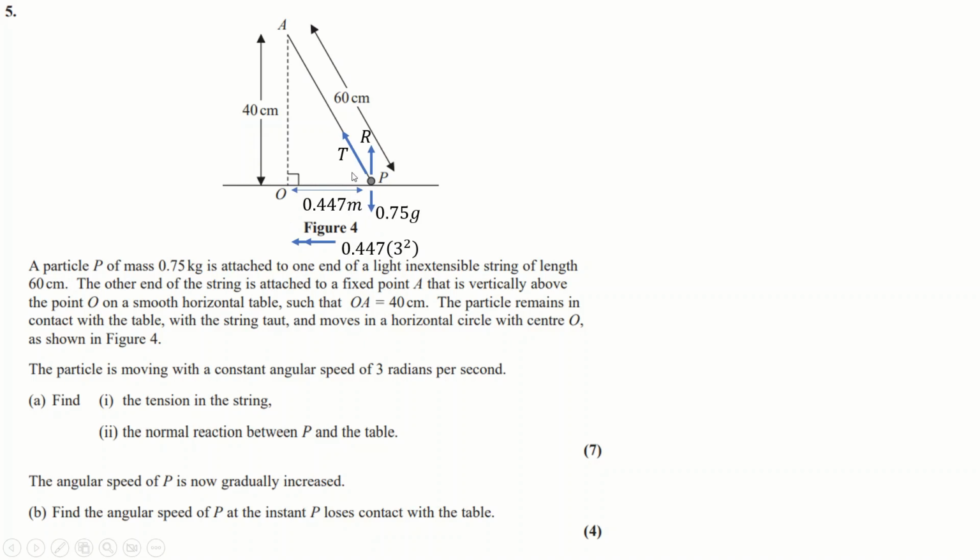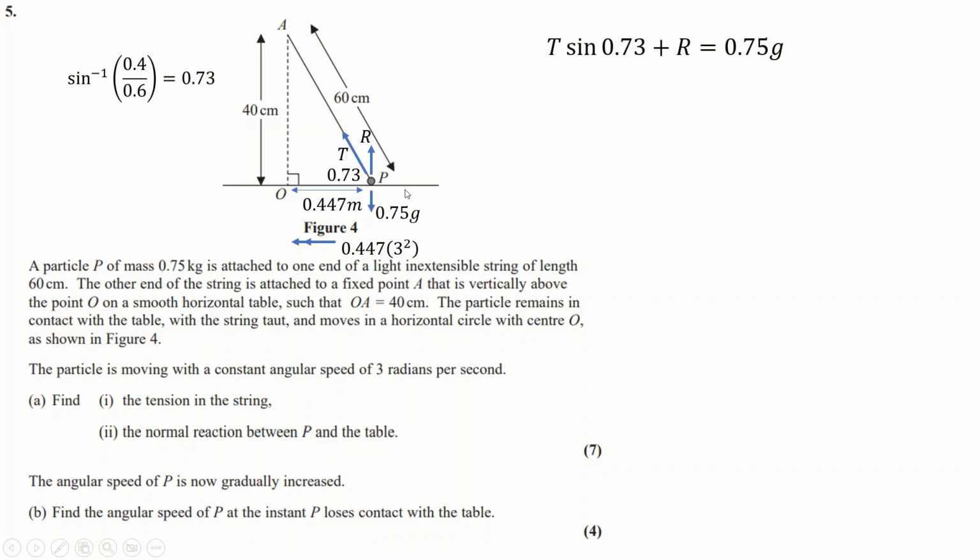Oh no, one more thing is this angle here, which is of course just sine of 40 over 60, or 0.4 over 0.6, which is this in radians, because of course we're in radians. So that's that, and now I think we have enough to be going on with. Vertically speaking, we have T. This is going to be T sine 0.73, isn't it, going upwards? So T sine 0.73 plus R equals 0.75 g. That's just resolving forces vertically.